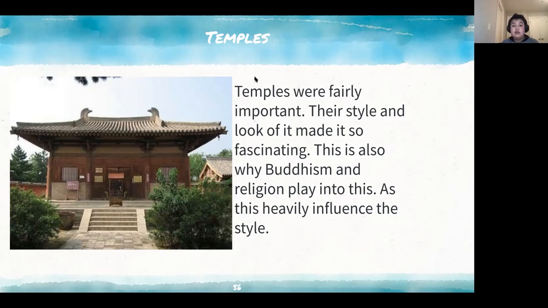Those were mainly domes with archways, but the style of temples in the Tang Dynasty was more square with stone bricks for its roof. Buddhism and religion played a heavy part in the style of this temple. And yeah.